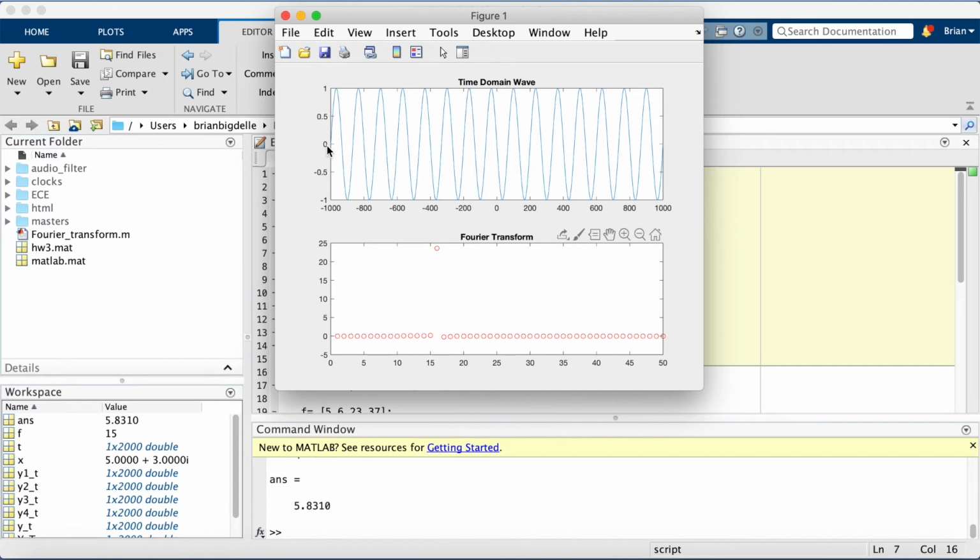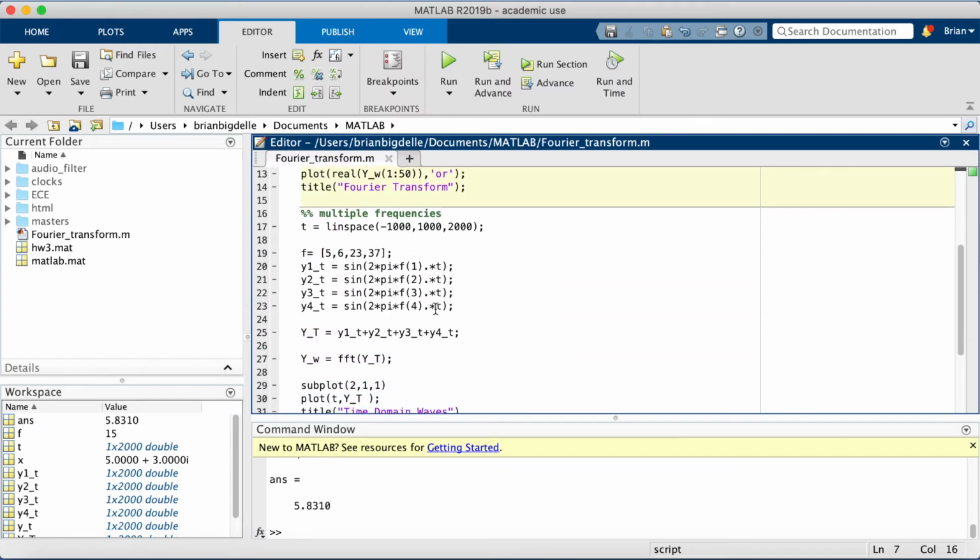So as you can see, this is the time domain wave, so the normal wave, and it's very simple, it has a frequency of 15, and on the Fourier transform, it has found and analyzed that this has a frequency of 15, and that's why that's the only point that is above the x-axis. So as I said, that's pretty simple, and we kind of did that on our own.